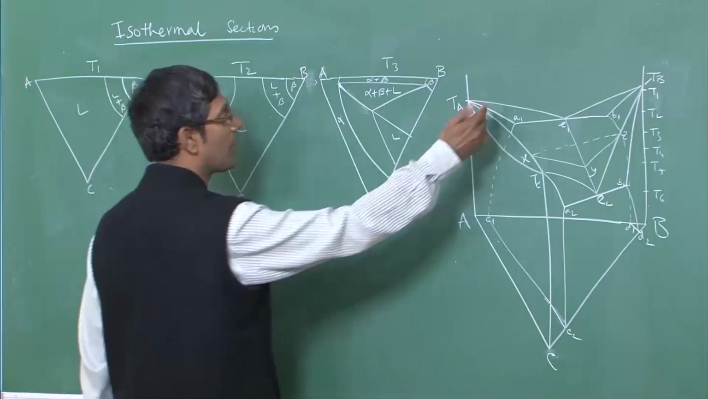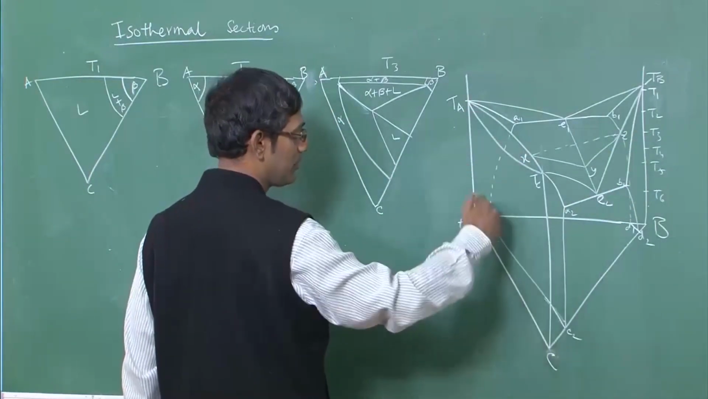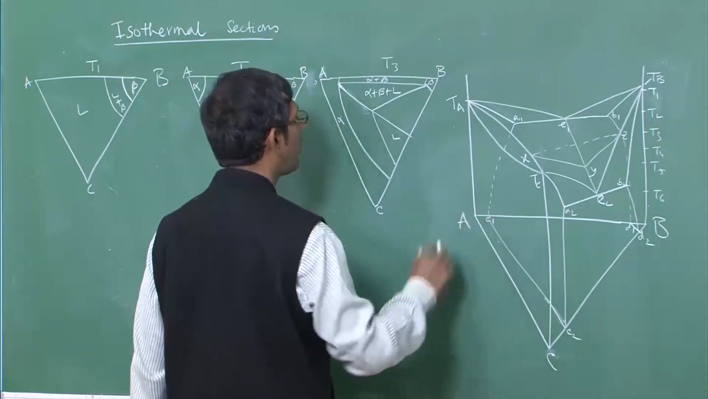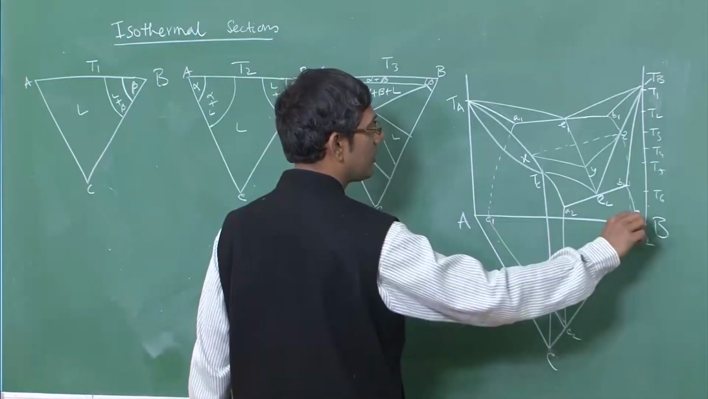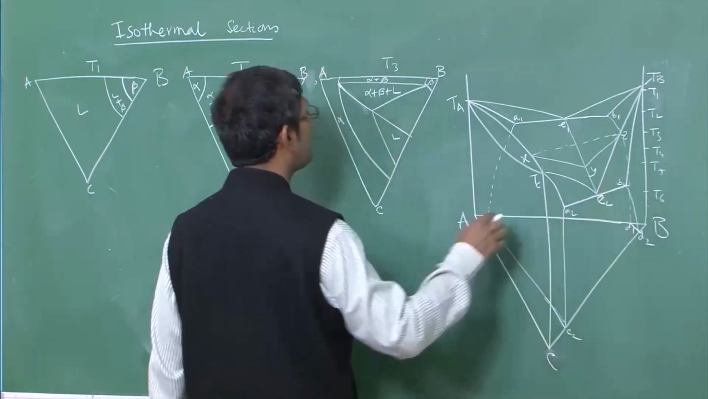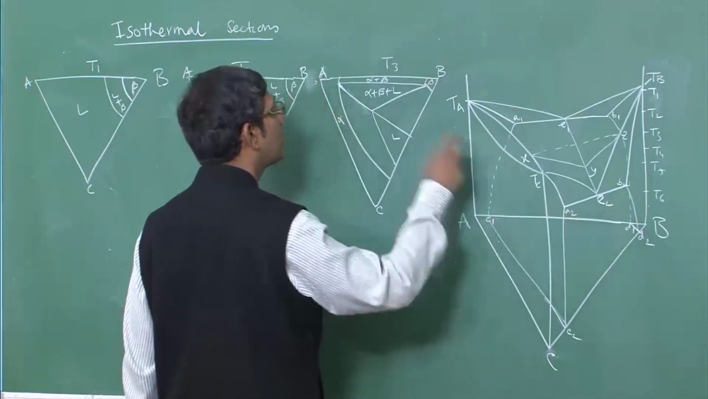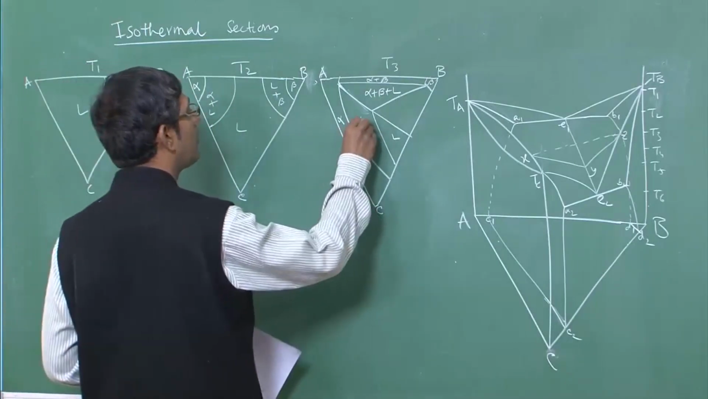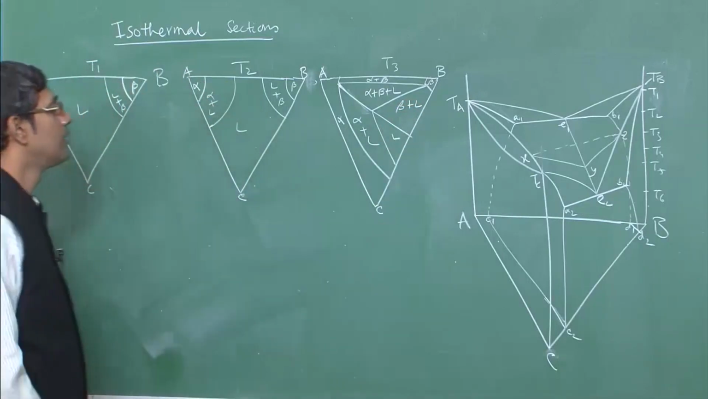So, what we have? We have a large alpha, as you see here, if you cut at T3, you will have a large alpha zone. This is what you see here. This thing is almost similar to that, but a little bit smaller. And you also have alpha plus beta, and you have a beta at the end corner, this corner, and then a 3 phase region followed by the liquid, alpha plus L, beta plus L. This is at T3.